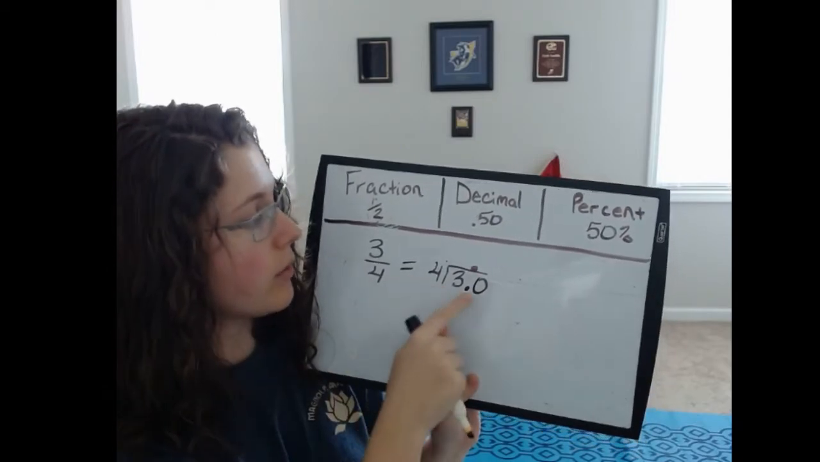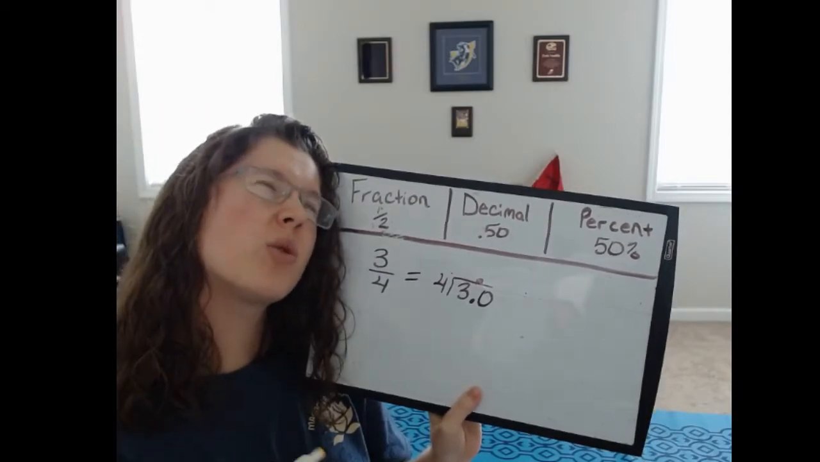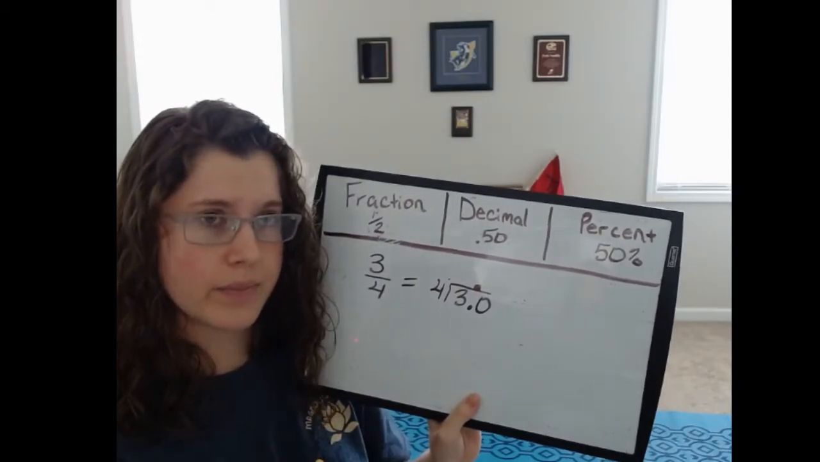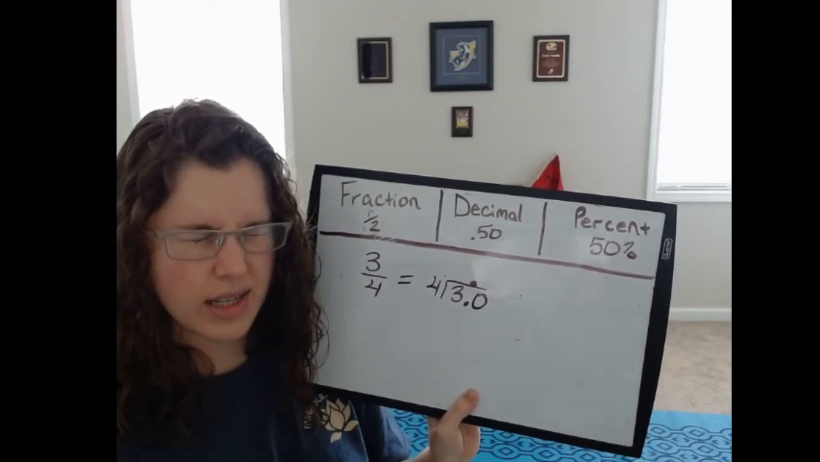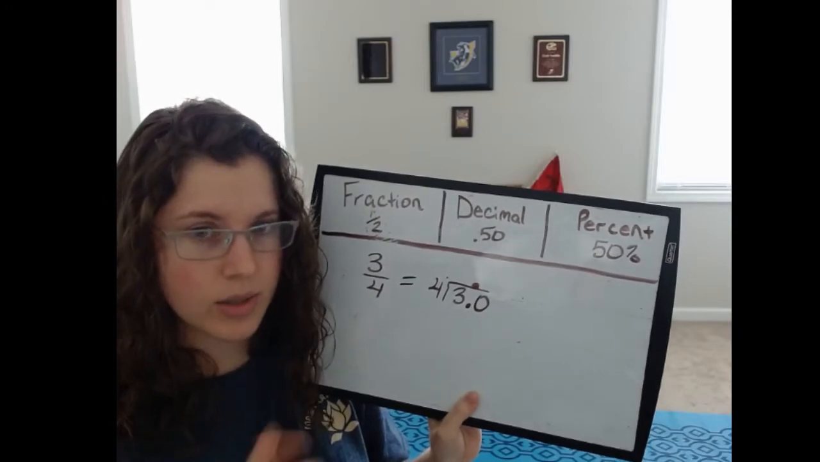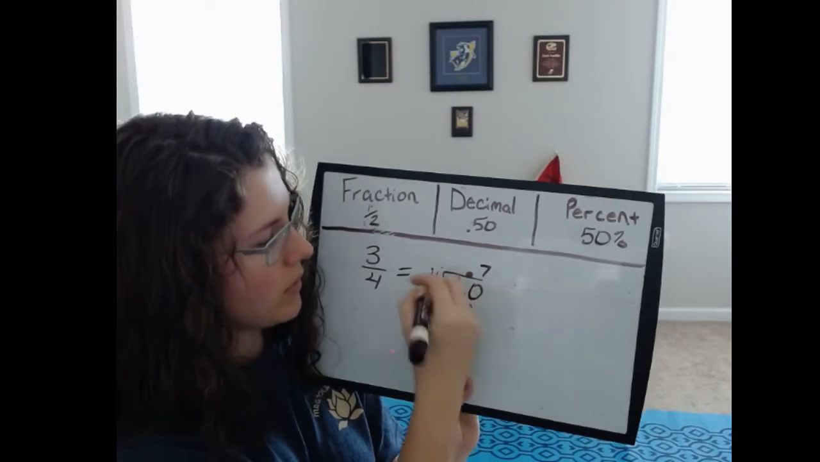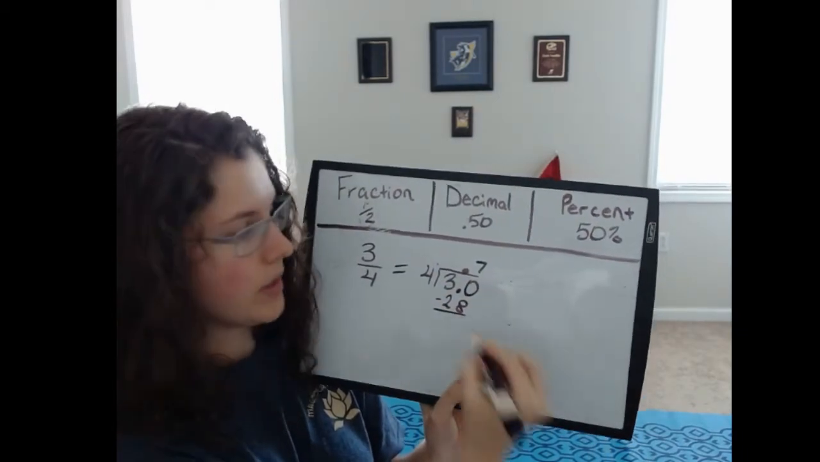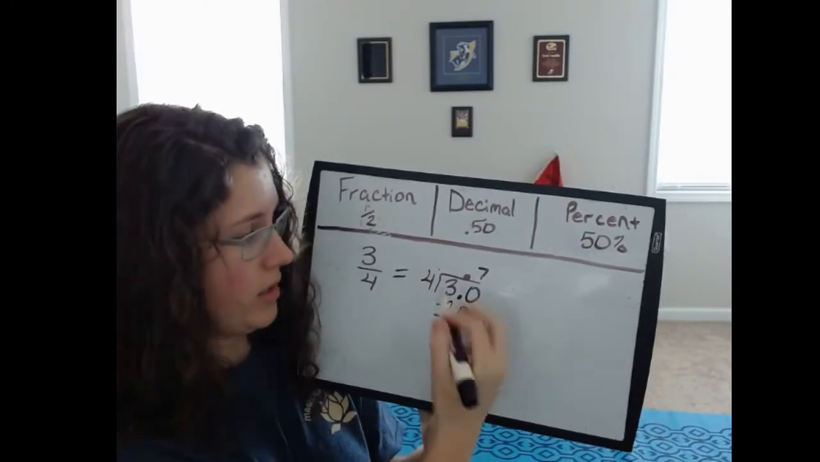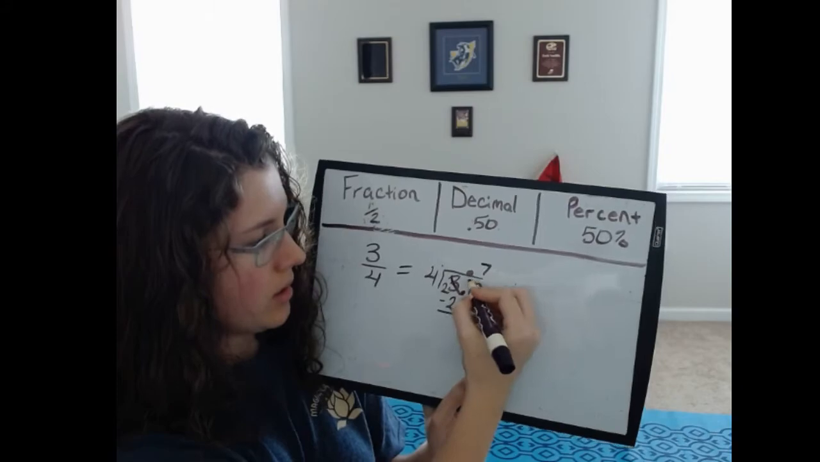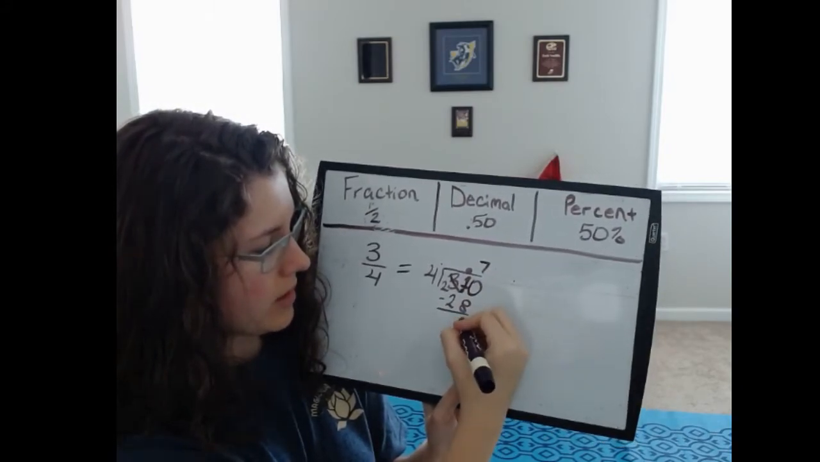Nope. Can 4 go into 30? Let's think about that. 4 times 5 is 20, so we can go higher. 4 times 6 is 24. 4 times 7 is 28. 28 is going to be as close as we can get. Let's write a 7 up here. 4 times 7 is 28. Now I can subtract. I know off the top of my head that 30 minus 28 is 2, but if you don't, you can borrow and regroup. 10 minus 8 is 2.